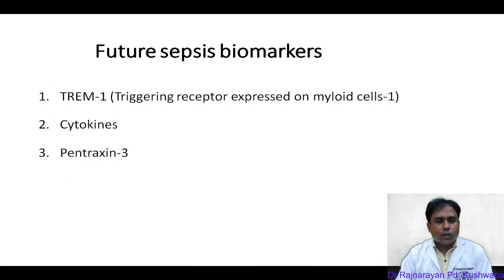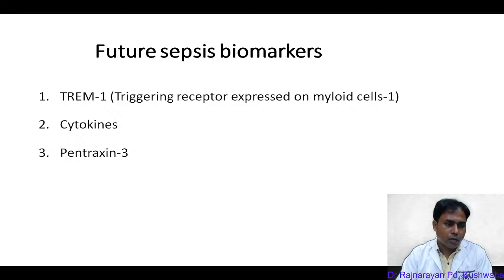Some future sepsis biomarkers we have are TREM-1, the triggering receptor expressed on myeloid cells, cytokines, and pentraxin 3. These three are future sepsis biomarkers because they are not fully understood, and studies on these three biomarkers are going on.